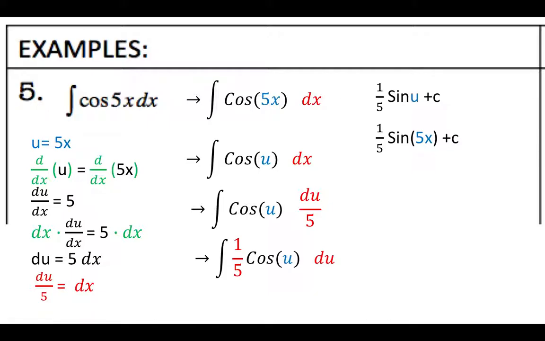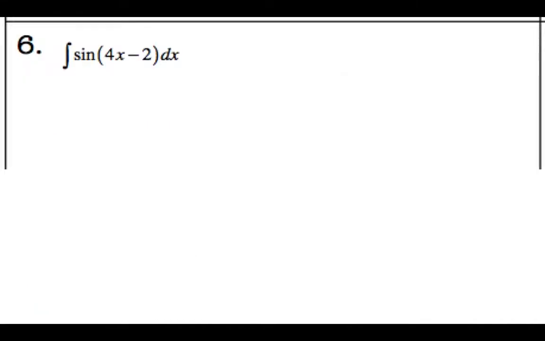Feel free to pause this video if you need to go over these steps again. Let's take a look at example 6. Example 6 is very similar to the last example, except the parentheses right here are already written for us. That makes it easier to determine what the inner function is. I color coded the inner function as blue. The dx will always be red.